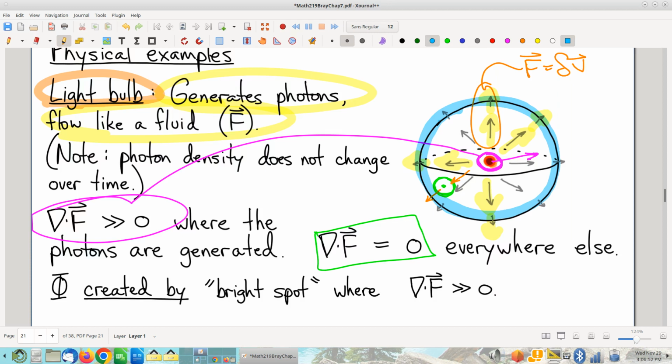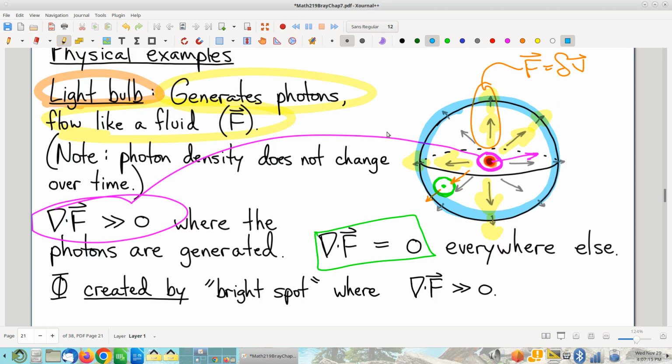Divergence being huge on the LED itself is our indication that is where the flux is coming from. So, a wonderful example of, again, a physical metaphor for the mathematical ideas that I've been trying to push on y'all. I think that's nice. I like this example for that reason.